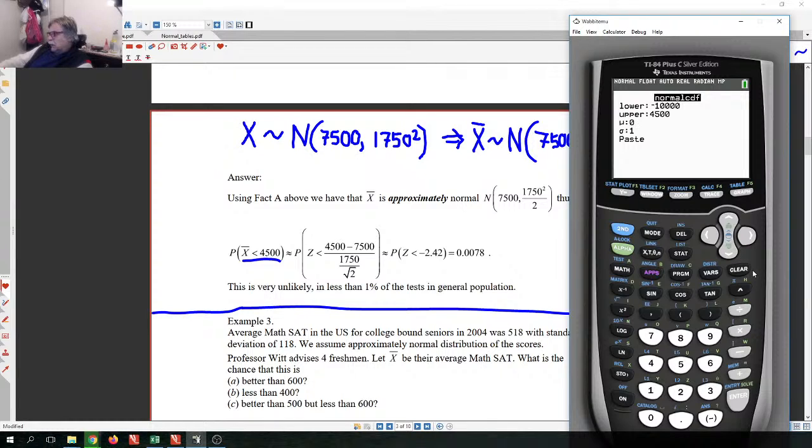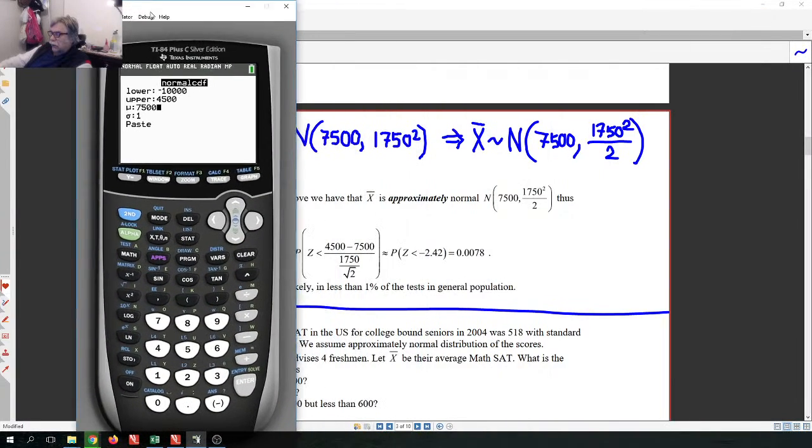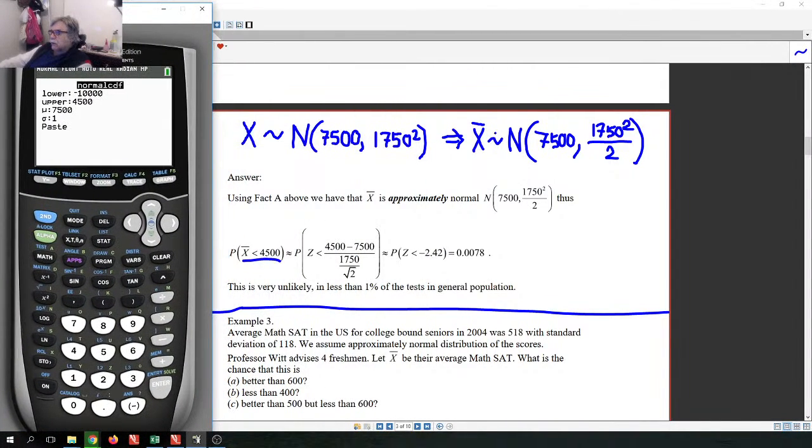The mean is 7,500. The mean of the random variable, I'm talking about this guy, the mean of x bar. Right? The mean of x bar is 7,500.